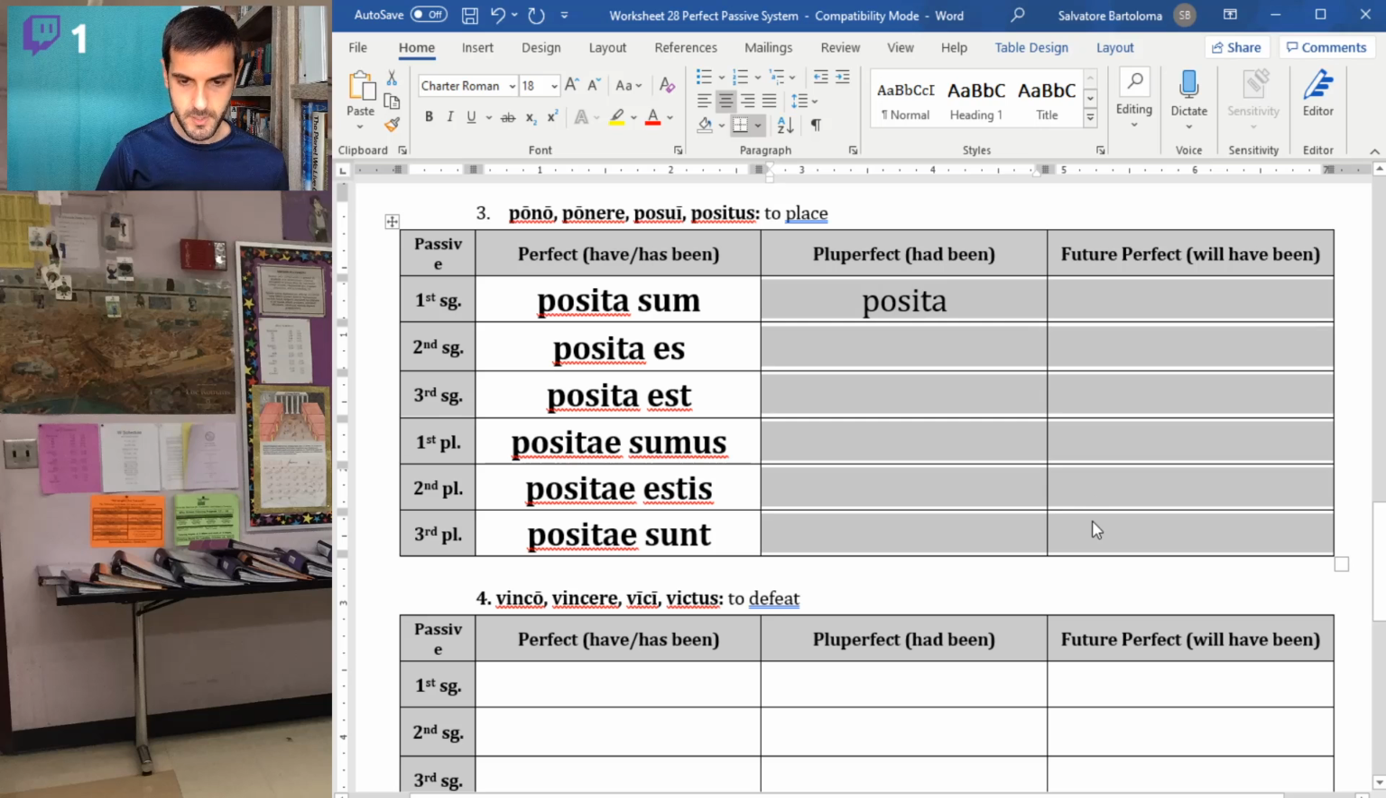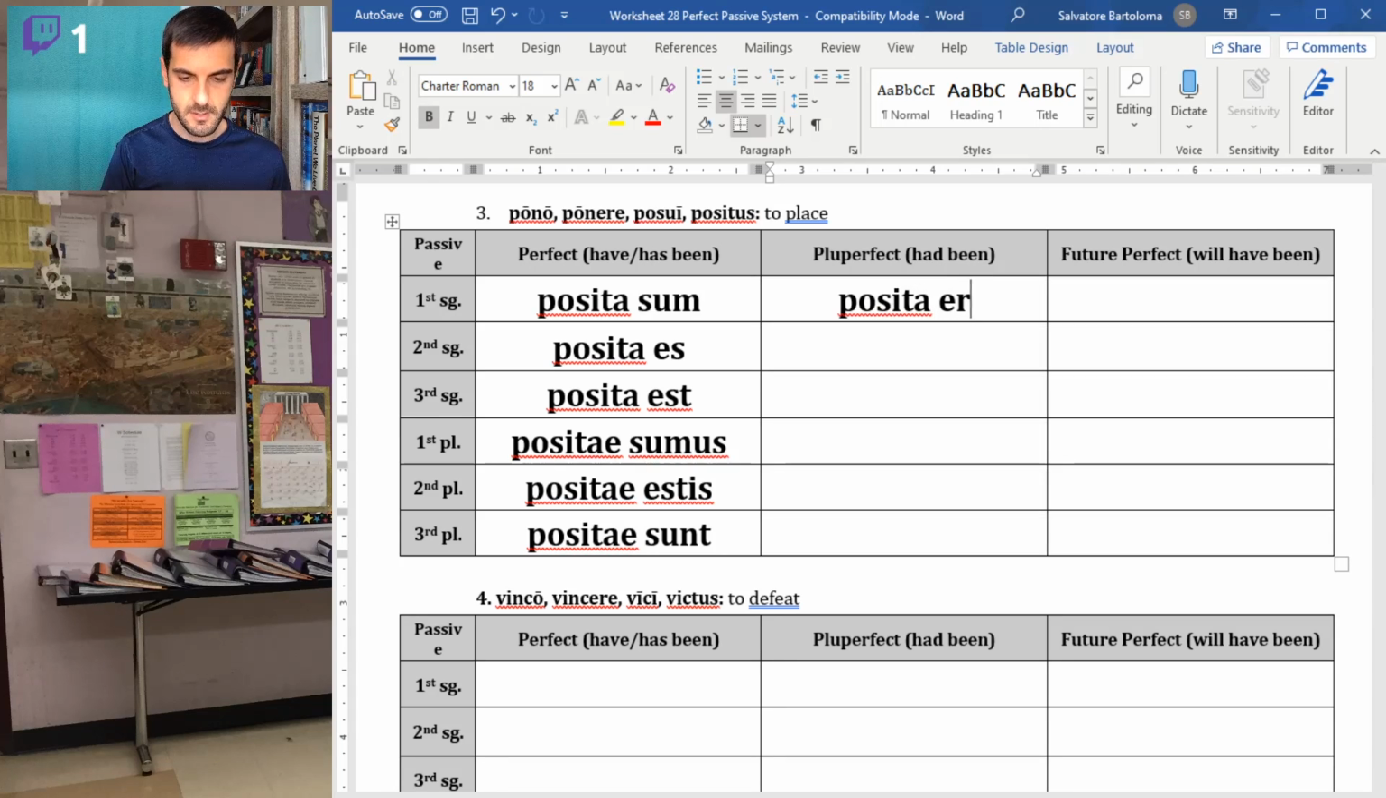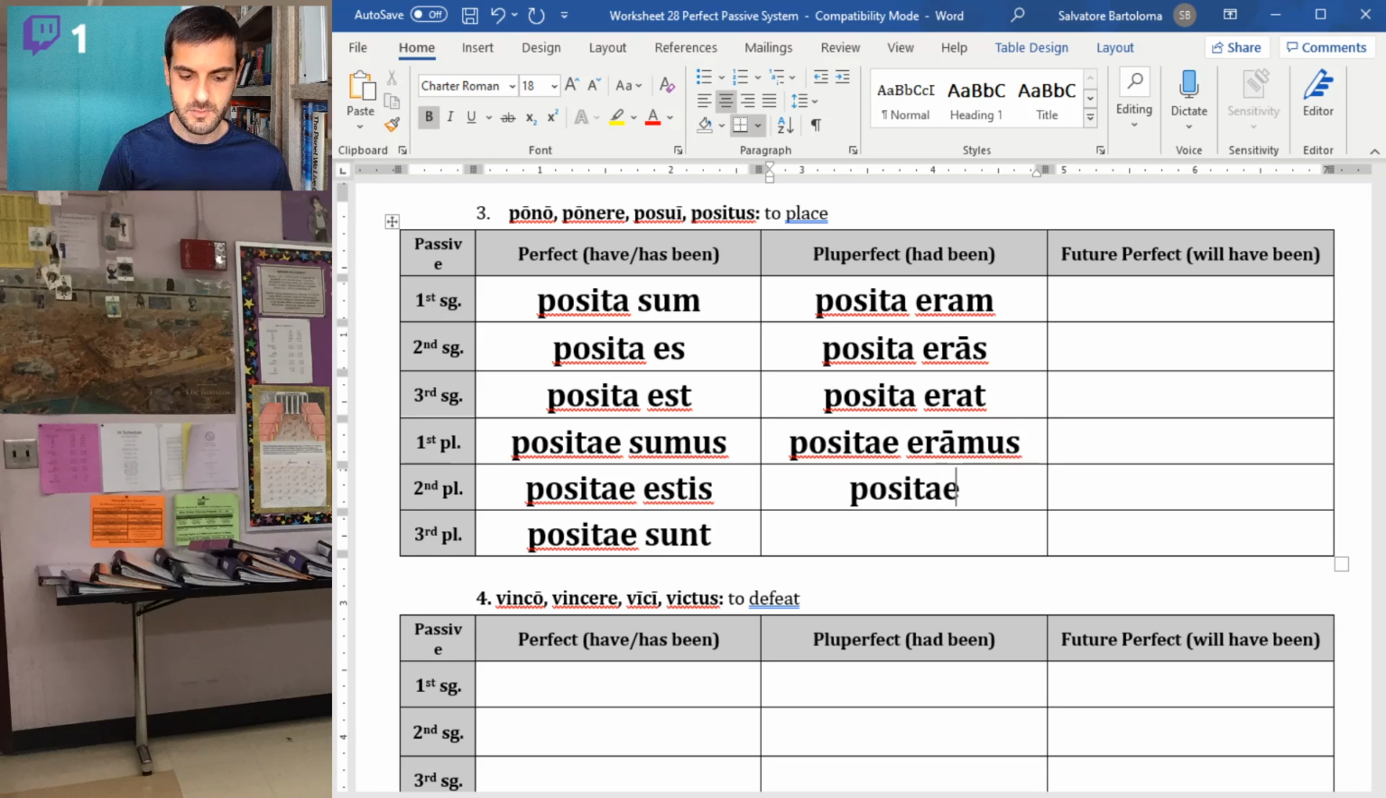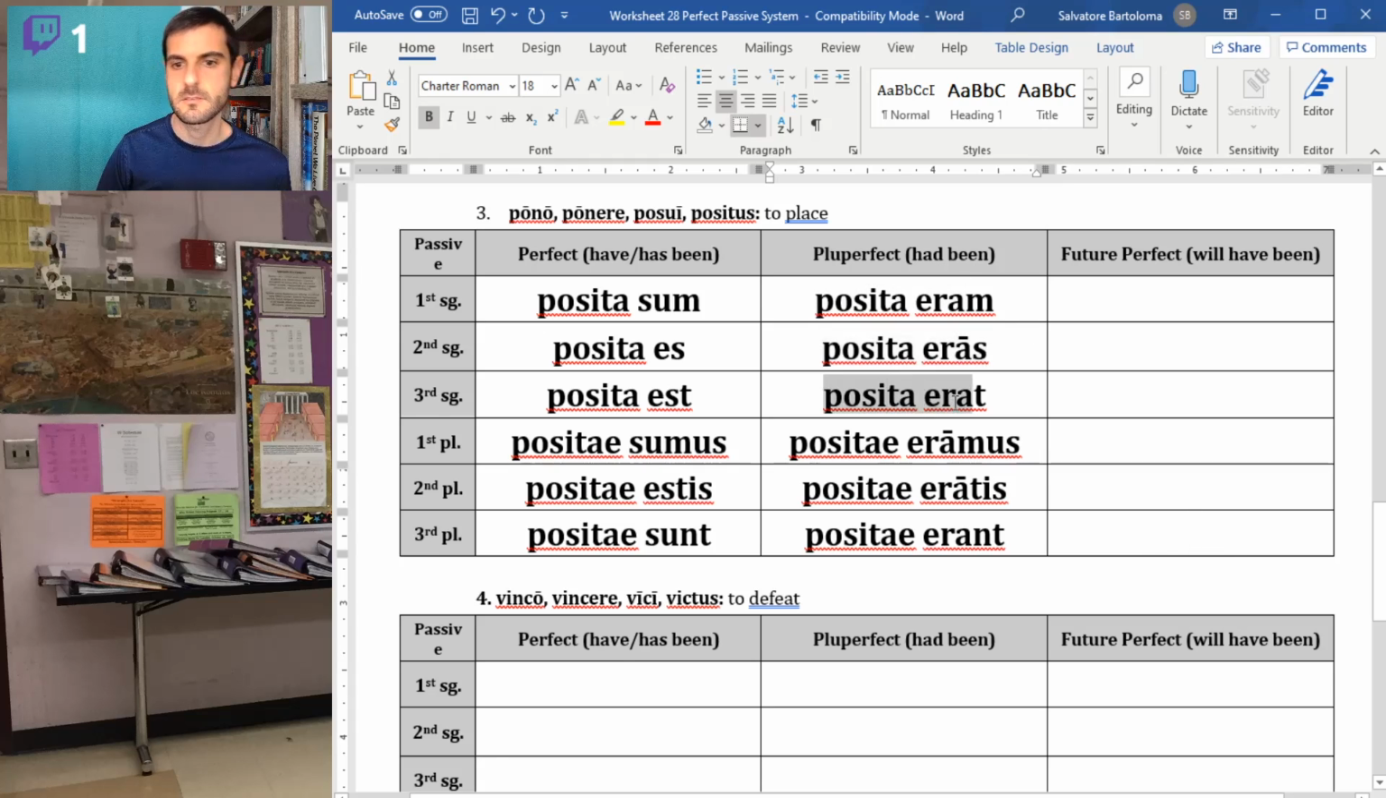Man, the formatting. Come on. Posita eram for pluperfect. Posita eras. Posita erat. And then again, because it's plural, positae eramus. Positae eratis. Positae erant. I had been placed, you had been placed, she or it had been placed, we had been placed, y'all had been placed, they had been placed.